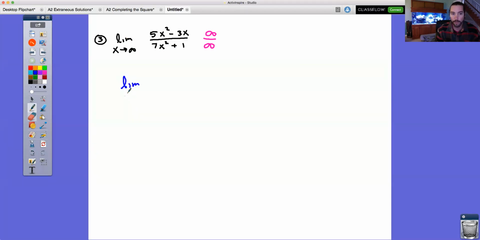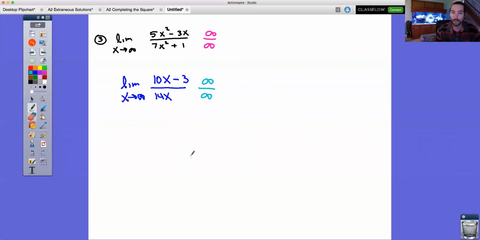We're still going to evaluate the limit. But we're going to take the derivative of the numerator. 2 goes down the front, take 1 away, minus the derivative of 3x is 3. Over top of 7x squared's derivative, 14x. Okay, now let's try to plug in that infinity. So 10 times infinity minus 3 is still infinity. Over top of 14 times infinity is still infinity. We get the indeterminate form again.